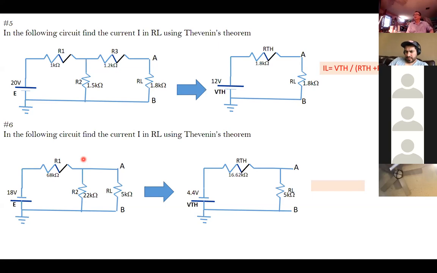And if you want to calculate the R Thevenin, you remove that one here, and the current flows through here. One goes here, one goes here. You short this guy. So basically, they are just R1 and R2 in parallel. That's what you get, 16.62K. The formula is 68 times 22 divided by 68 plus 22.